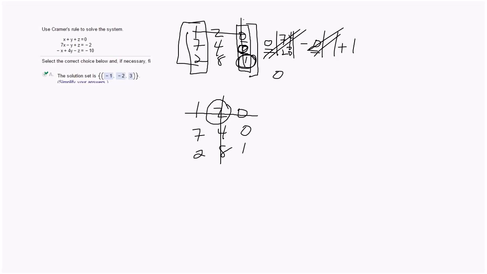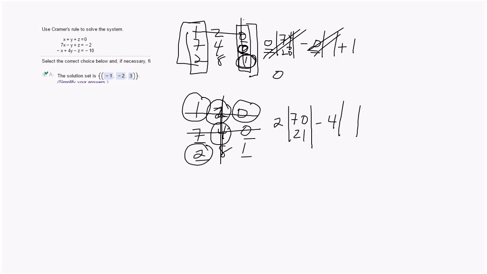so my first one is going to be this 2, and then my determinant is going to be 7 and 0, and 2 and 1, like that. And then my 4 will be minus 4, and in that I would have to do, that's going to be this and this, which will leave me with this, this, this, and this one. See how I'm doing that? Like that? Yeah, I see it.